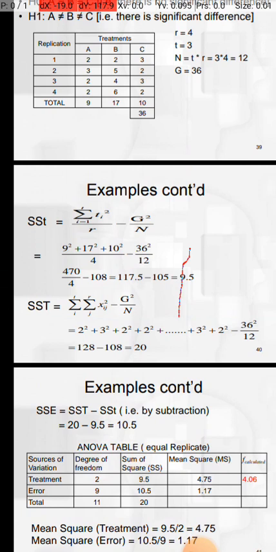Under here we have 2, 3, 2, 2. So you square 2, add it to the square of 3, add it to the square of 2, add it to the square of 2 again. Then go to the second column, column B. Then you square 2 also. You add it like that.